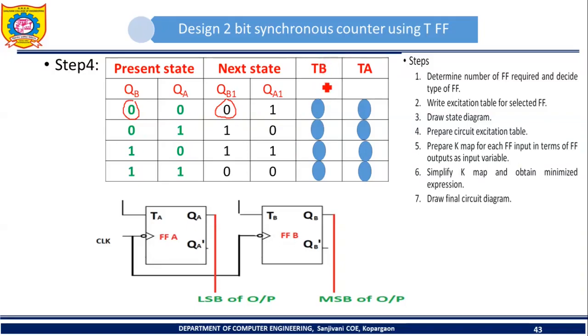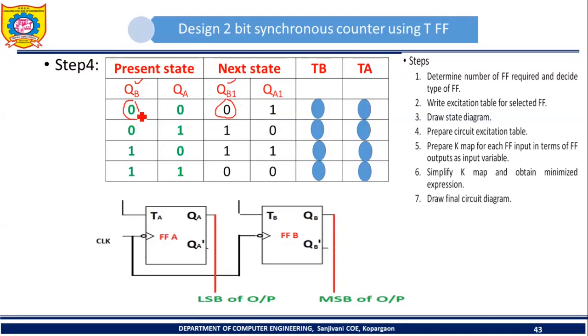Again, in order to make entries for TB, you must know the excitation table of T flip-flop, right? You must know the working of T flip-flop. So again, I will repeat: in case of T flip-flop, if T is 0, there is no change in the state of that flip-flop, and if T is 1, then the state of the flip-flop is going to toggle. Now, in order to find TB, just focus on QB and QB1. What is QB? Present state. What is QB1? Next state of that flip-flop.